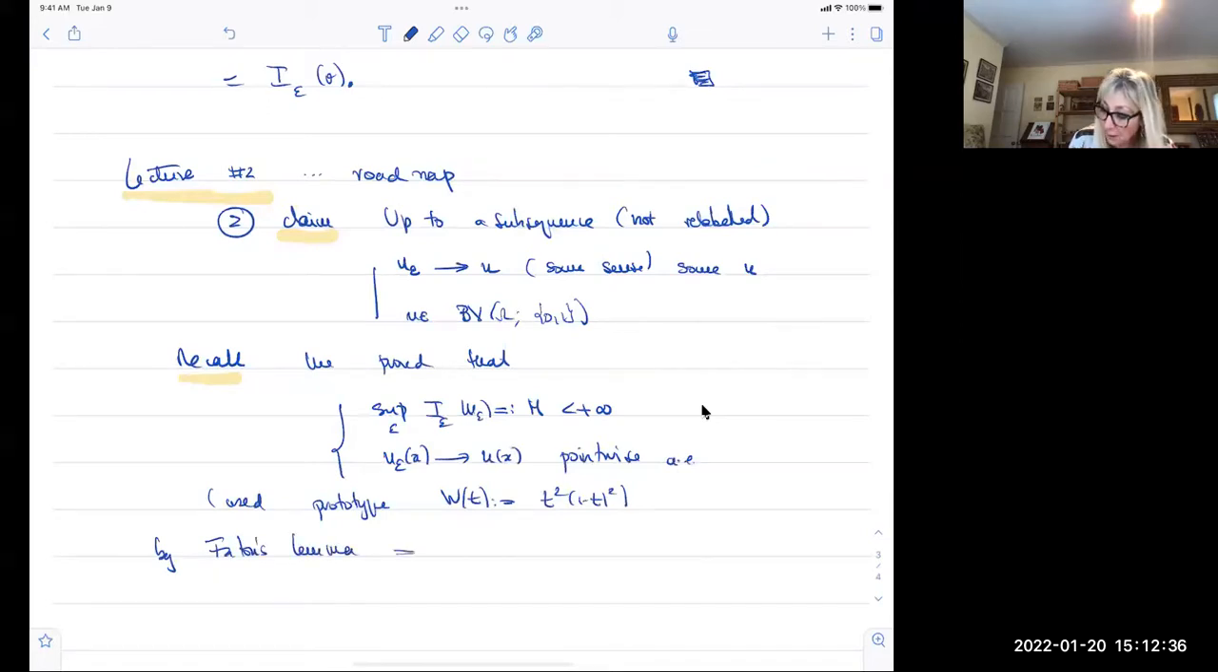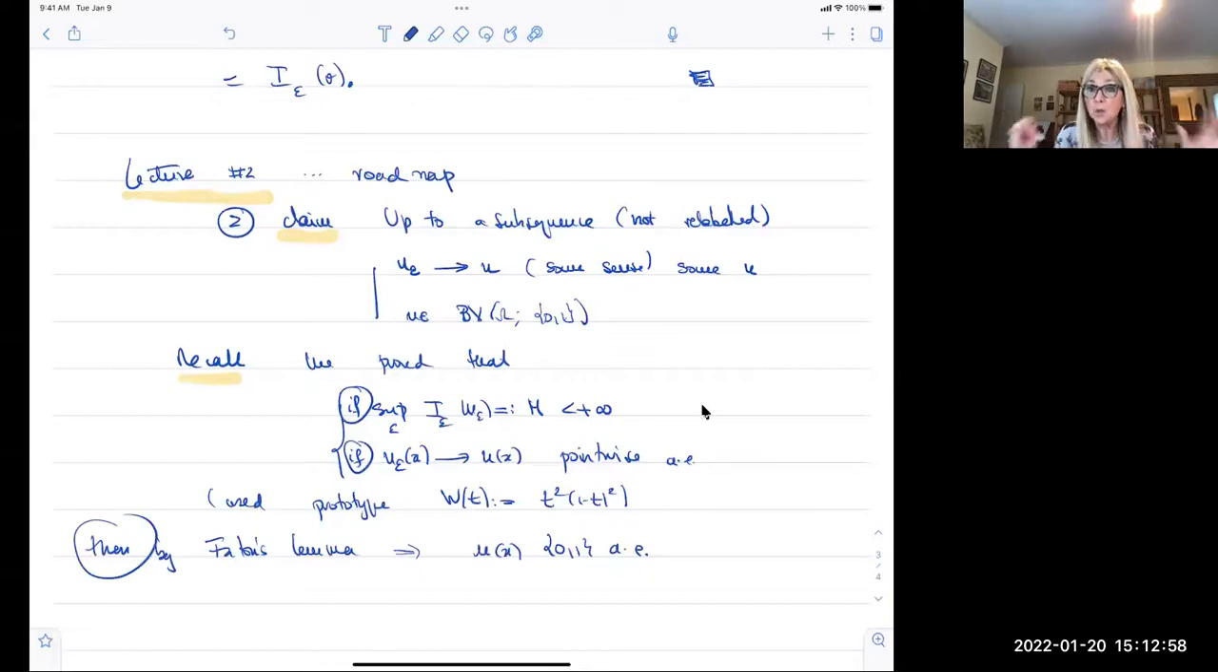We concluded that the function U would need to have value 0, 1 almost everywhere. This is something that we established before, but there were lots of ifs, right? If you have this, and if you have that, then you have this. So there were lots of ifs in there.